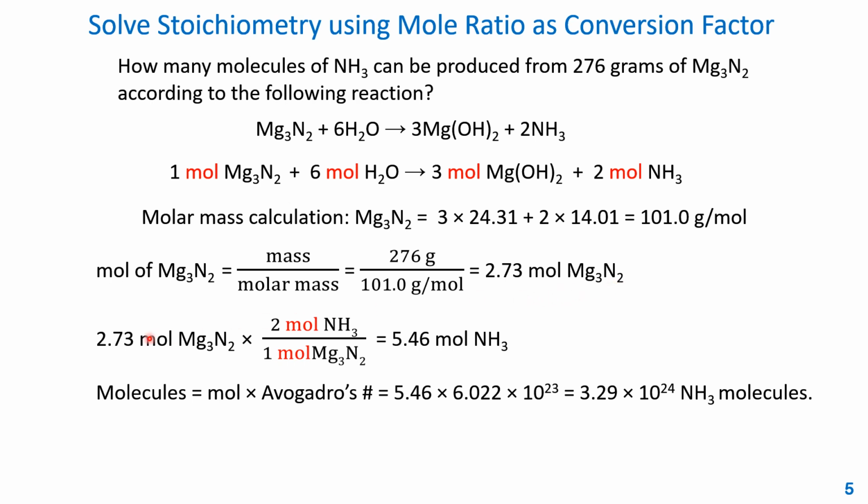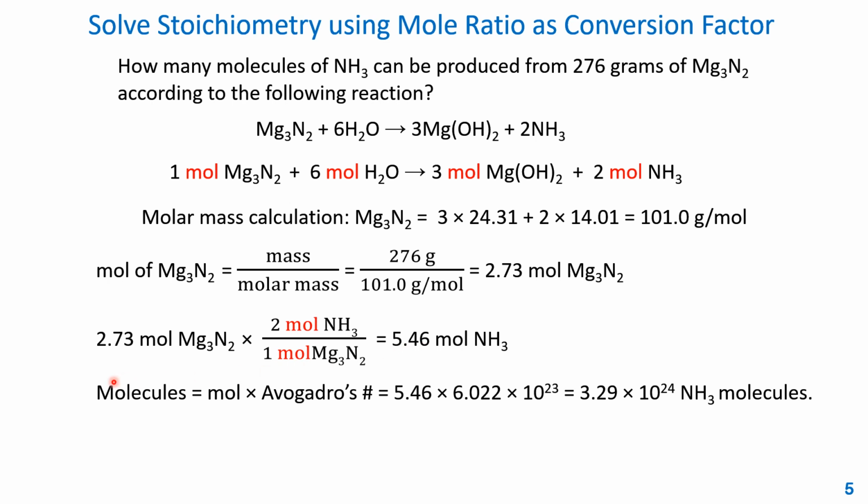And then we have the number of moles of the magnesium nitride. We can convert that to moles of ammonia by the mole ratio. So that's 2 to 1 of ammonia to magnesium nitride, 2 to 1. That's the ratio of coefficients of these two chemicals. And then we can calculate the number of moles of ammonia, 5.46.